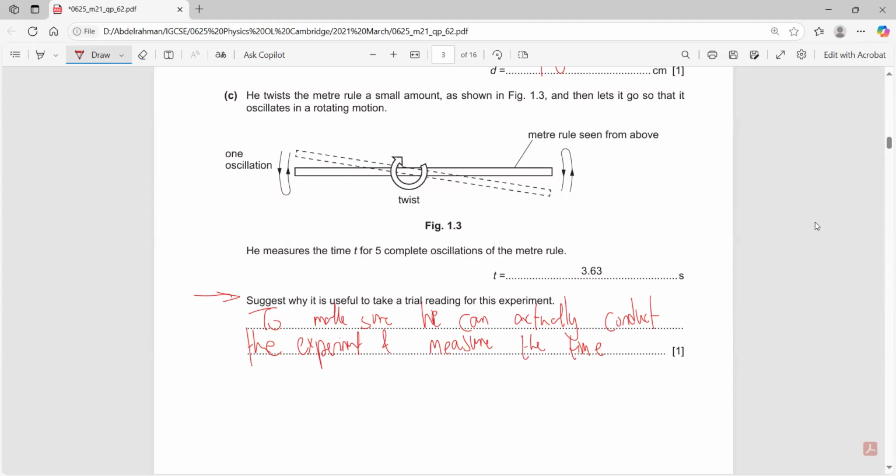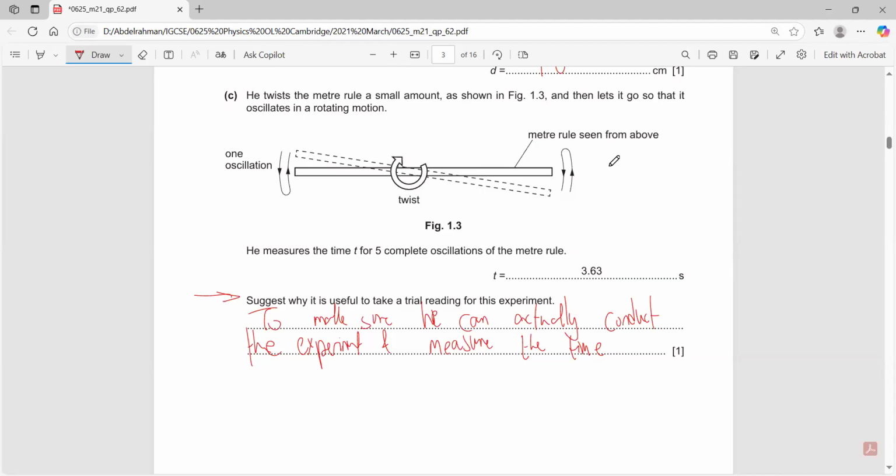He has a hypothesis. He has something in his mind. He wants to reach some sort of conclusion. To reach this conclusion, he needs to conduct this experiment, and to conduct this experiment, he needs to measure the time. So first of all, he has to make sure he can actually measure this time. What if, for example, he said that this meter ruler oscillates for 5 times?